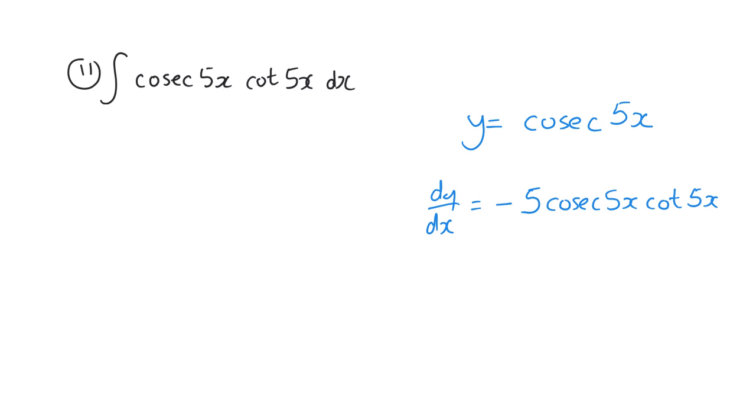Again, we want to get rid of the minus and we want to get rid of the 5. So I'm going to multiply by minus a fifth, which means I have to multiply my guess by minus a fifth. So our answer is minus a fifth cosec 5x, and obviously plus c.